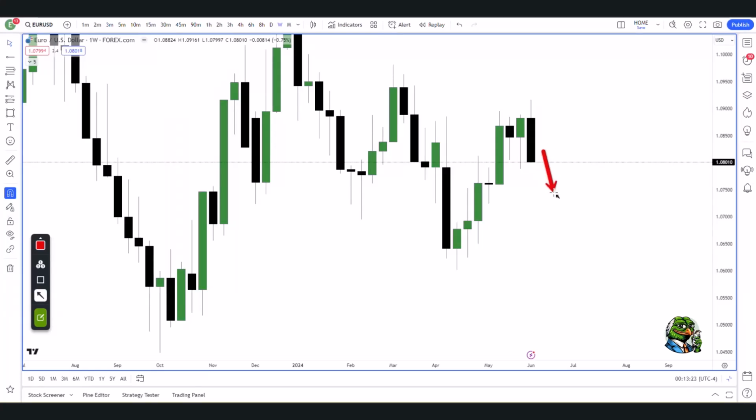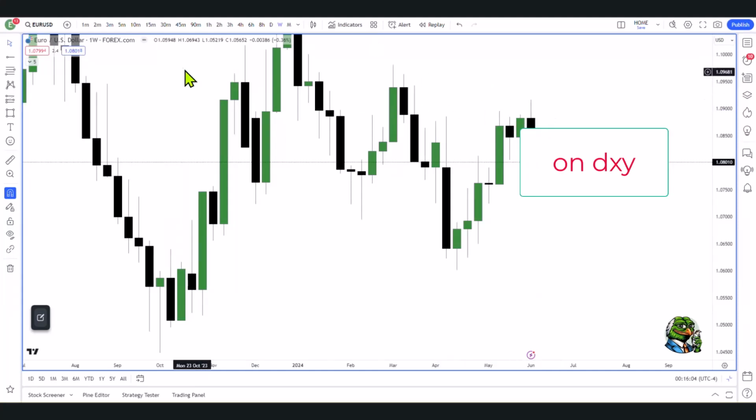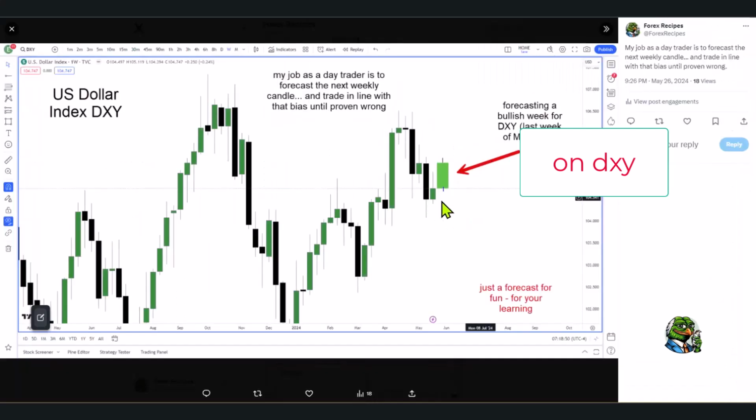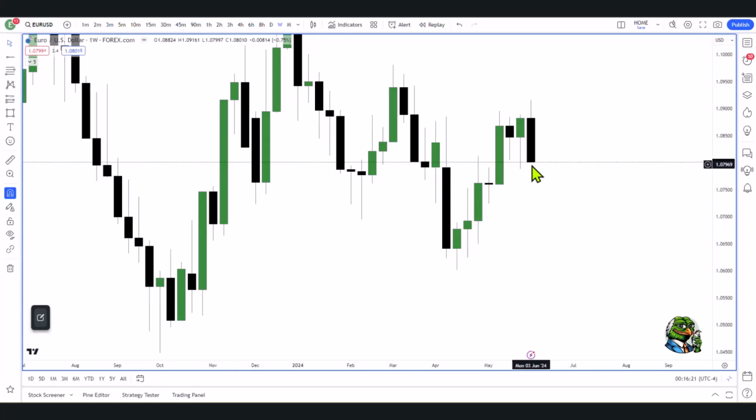Our objective really is to work out where the market could be going with this large move down on Friday. Basically, the entire week was a down candle. In one of my Twitter posts, I did say that we would be looking for a bullish week. So if I jump over to my Twitter post, I had posted this indicating that we would have some kind of bullish week, and so we do have that now on our Euro. We've got a bearish week on the Euro, which is the inverse of the dollar index as shown on the Twitter.